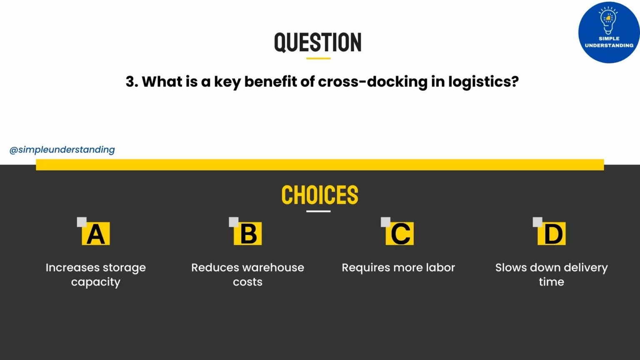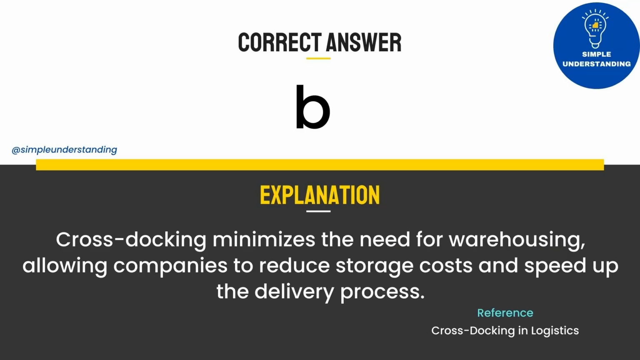3. What is a key benefit of cross-docking in logistics? A. Increases storage capacity. B. Reduces warehouse costs. C. Requires more labor. D. Slows down delivery time. Correct answer. B. Overall explanation. Cross-docking minimizes the need for warehousing, allowing companies to reduce storage costs and speed up the delivery process.